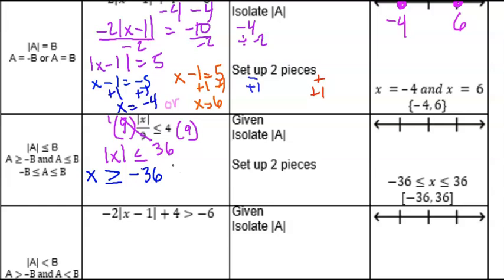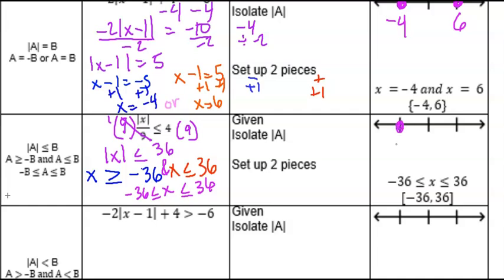And then for the positive piece, it's still just x is less than or equal to 36. Basically, you just take away the absolute value sides, and that would be it. This would be an "and," because our isolated absolute value has a less than sign. So then you can rewrite this as negative 36 is less than or equal to x is less than or equal to 36. This would be your solution.